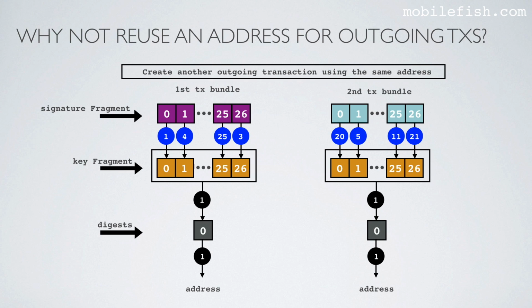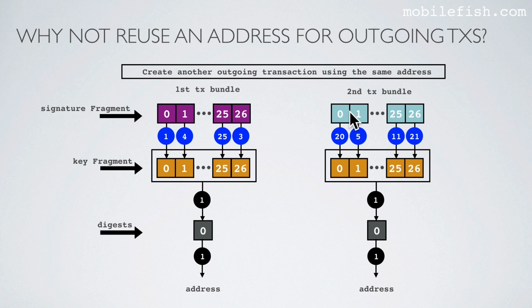Now I will give you a better explanation of why you should not reuse an address for outgoing transactions. Let's assume you create 2 outgoing transactions using the same address. This represents the first transaction bundle from the transaction object where IOTAs are spent from. This represents the second transaction bundle from the transaction object where IOTAs are spent from.